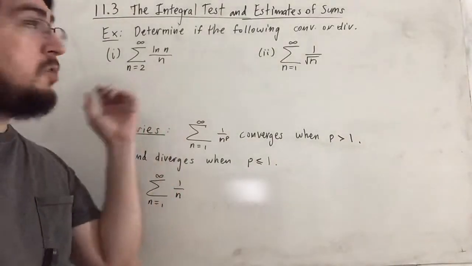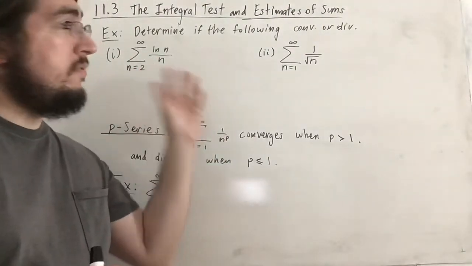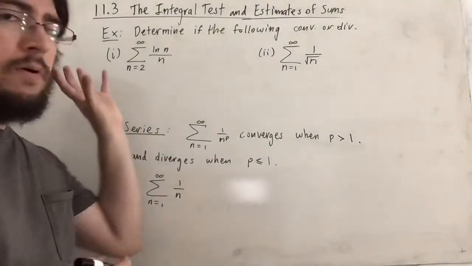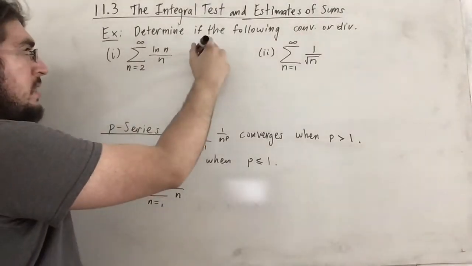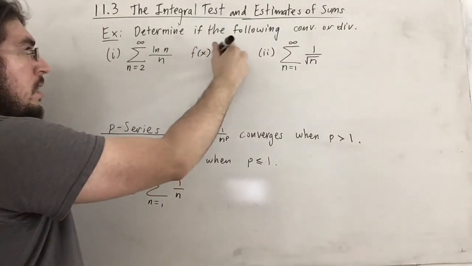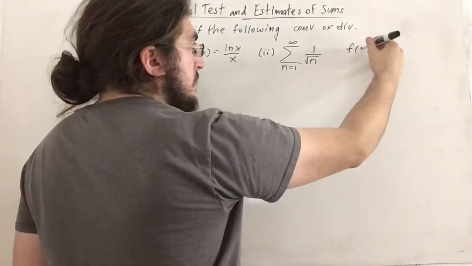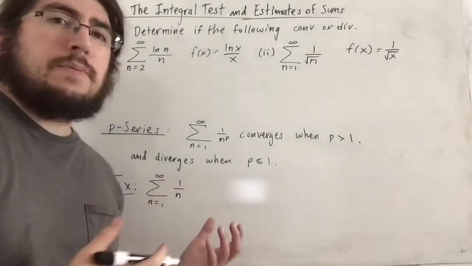Right, so here we have these two examples where we want to determine if the following series converge or diverge. And of course, we'll be using the integral test. Now, to find out what f of x is, I don't think it's too bad. So here, f of x is going to be ln of x over x. And here, f of x is going to be 1 over the square root of x. That's the first step, really.